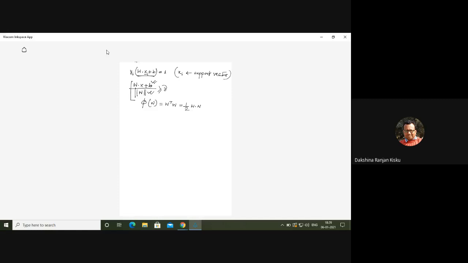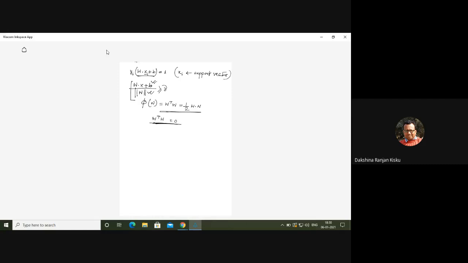Now, at the school level, mathematics tells us that to minimize this equation, we can have the trivial value 0 for W. But what we want is that this function phi W equals half of W dot W be minimized under some constraint. We need to identify the constraint under which this function will be minimized. In other words, the trivial value 0 for W minimizes it, but we want phi W to be minimized under some constraint.